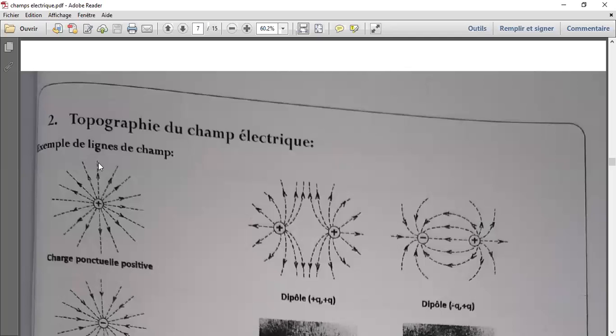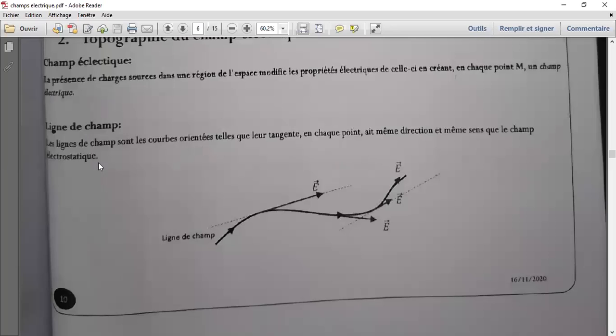Yeah, I was just saying that the direction of a tangent, if you have a curve, each tangent is in the same direction and the same sense as the champ electrostatic. When you have a curve and you draw its tangent, the tangent is directly proportional to the champ in such a way. I just meant that it has the same direction and the same sense.